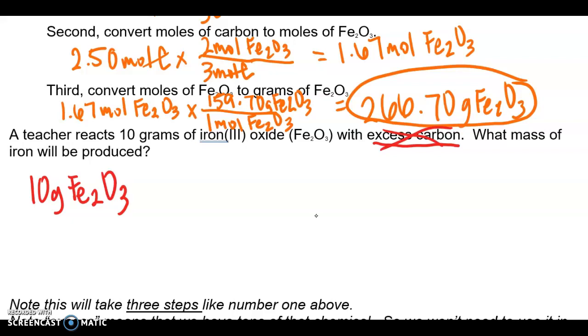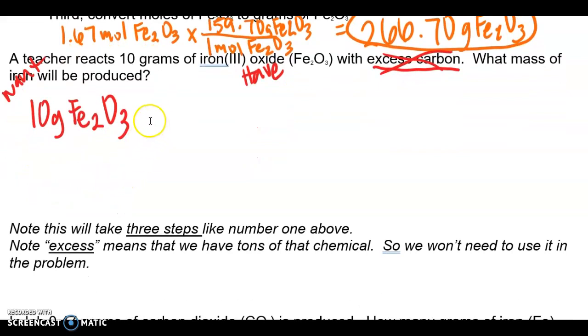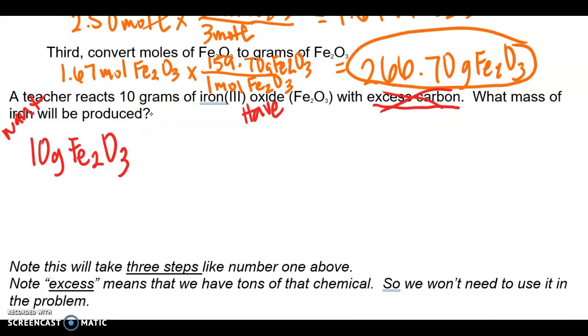So this says a teacher reacts 10 grams of iron 3 oxide. What mass of iron will be produced? So this is what we have. And this is what we want, is the iron. So again, we're going to need to do the 3 steps. So the first step is we have to get the grams of the iron oxide into moles, because moles is the only way that we can get to the other chemical. So again, luckily we know the molar mass of this. It's 159.7 grams.